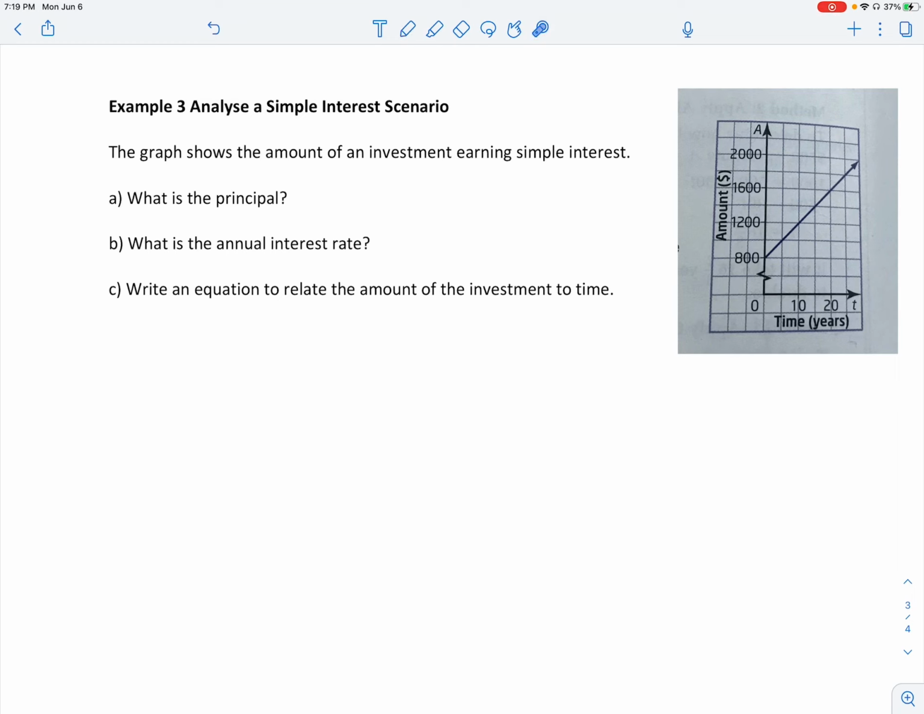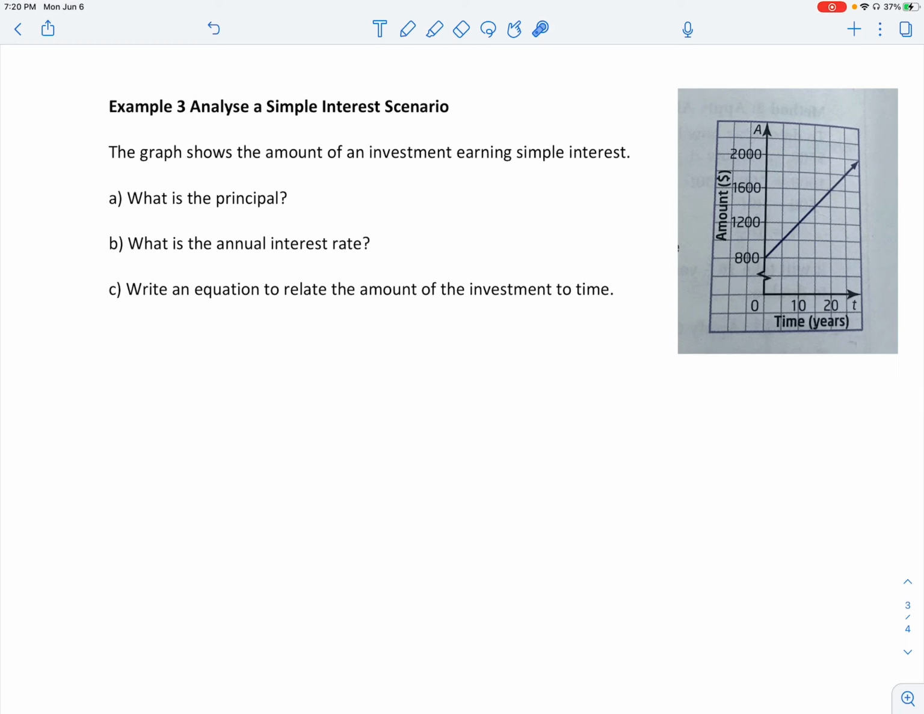In this example, we're going to analyze a simple interest scenario. The graph shows the amount of an investment earning simple interest. These graphs will always be linear for simple interest because you always make the same amount each additional year, kind of like an arithmetic sequence, if you think about it.